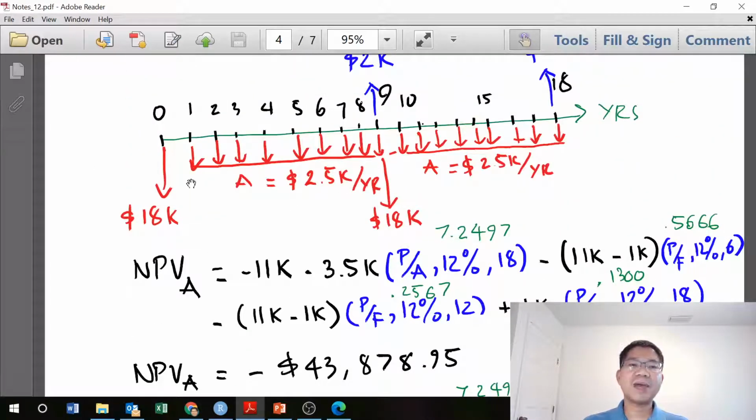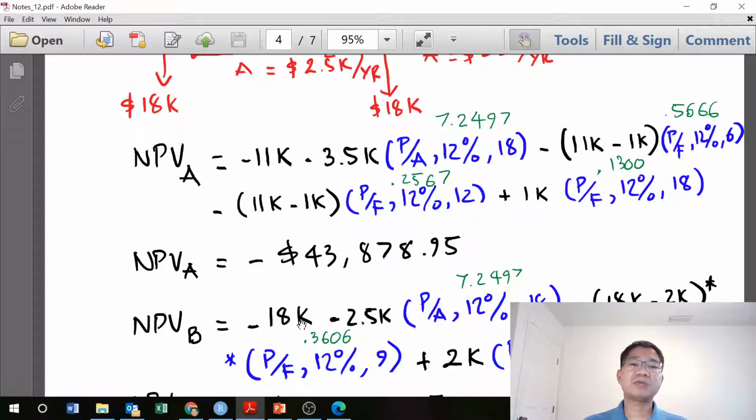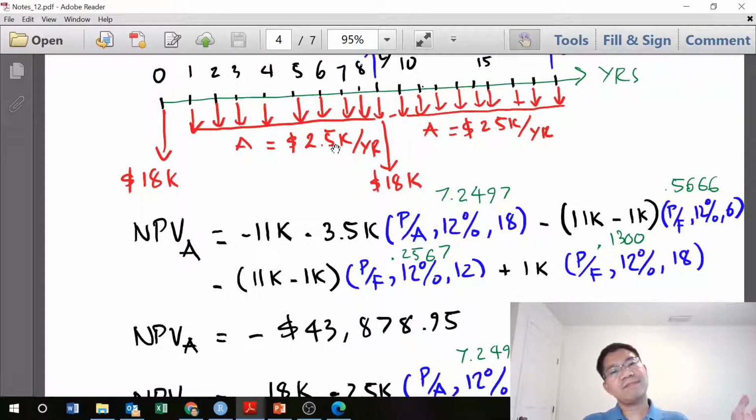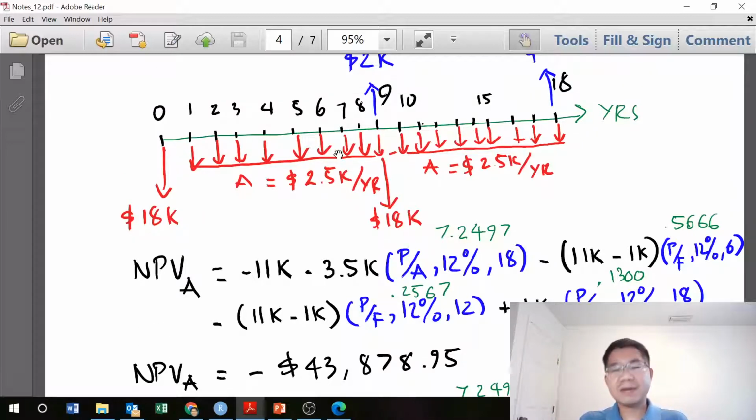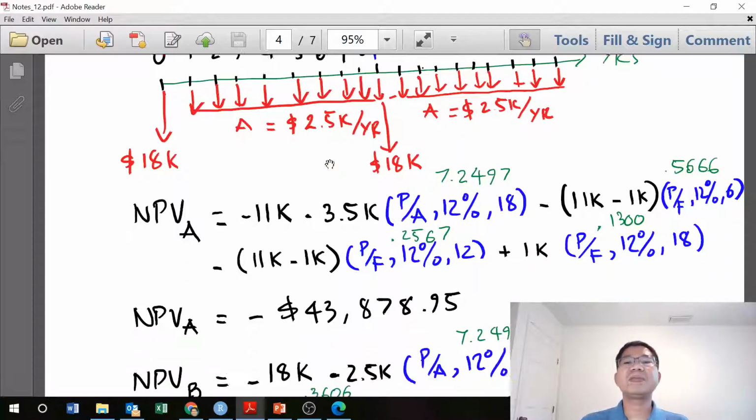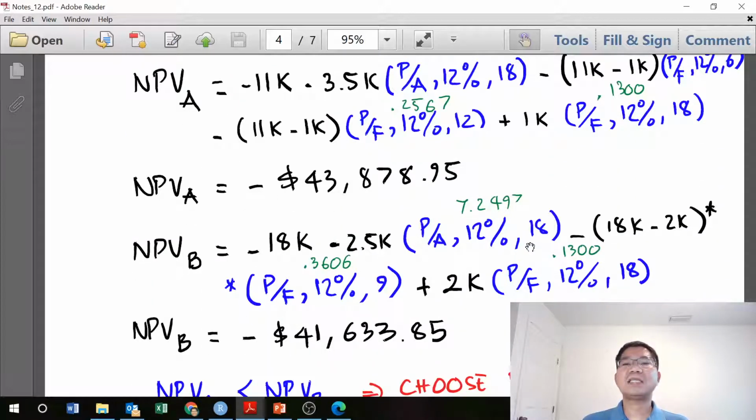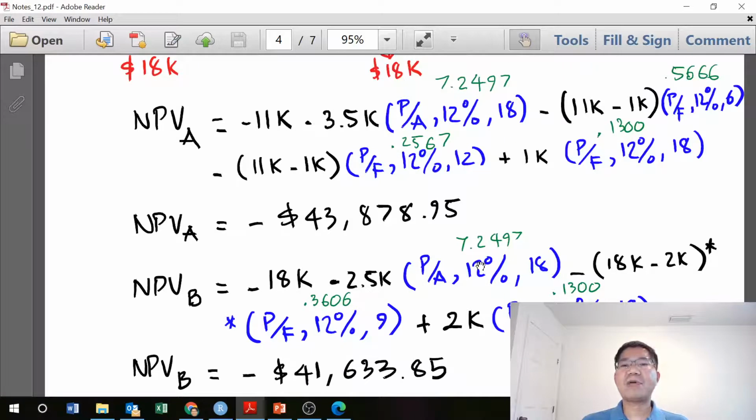We have negative 18,000, and 2,500 from year 1 to year 9, and then year 10 to year 18. It means that we have an annual amount every year from 1 to 18. That's why we have P over A 12%, 18. Same factor, put down here.